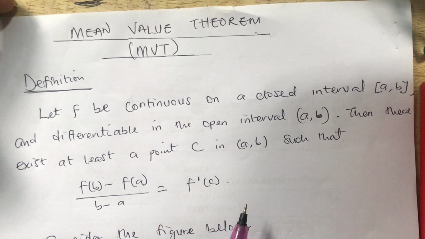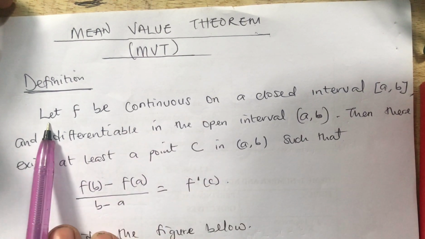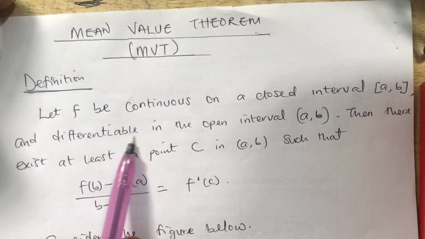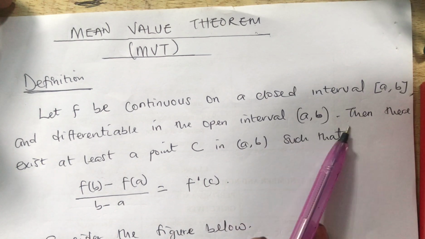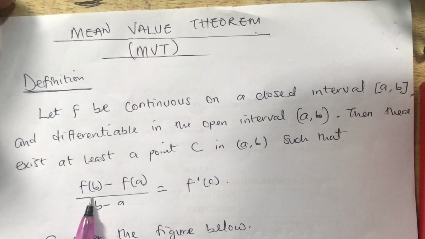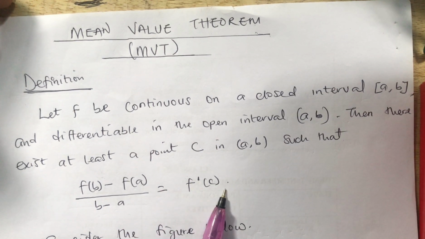Let's look at the definition once again before we proceed. Mean value theorem is saying that for a function, the gradient of a secant line is equal to the gradient of a tangent line if two conditions hold. Let f be continuous in a closed interval [a, b] and differentiable in the open interval (a, b). Then there exists at least a point c in (a, b) such that (f(b) minus f(a)) over (b minus a) equals f prime of c.